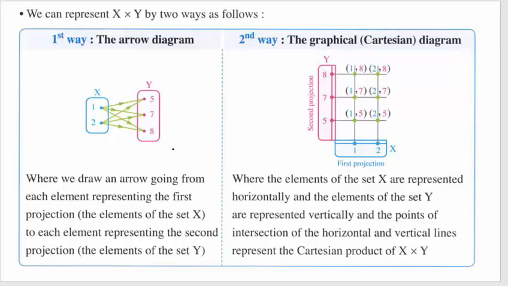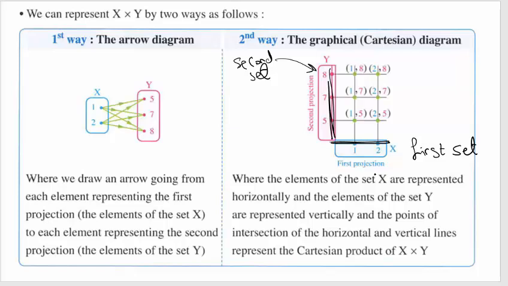The Cartesian diagram is to make two lines. One of them is horizontal, which is representing the first set. Take care of this point. The horizontal is always representing the first set, and the other one, the vertical line or the vertical axis, the second set. And take care that we are representing a limited set, so we say 1 and 2 only.